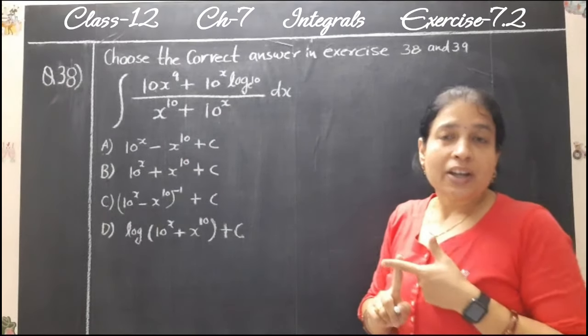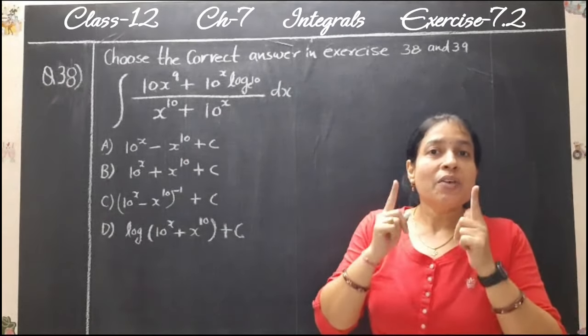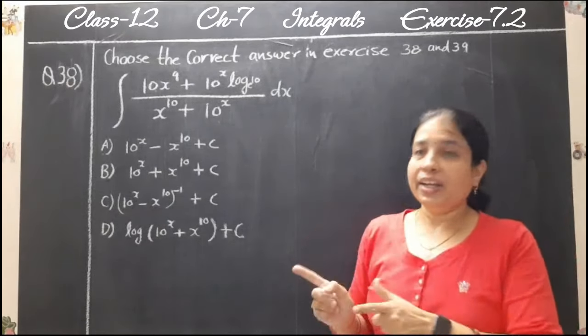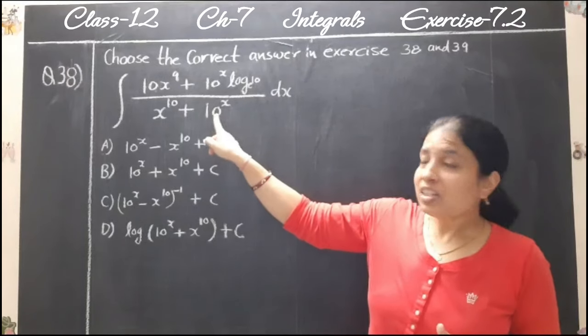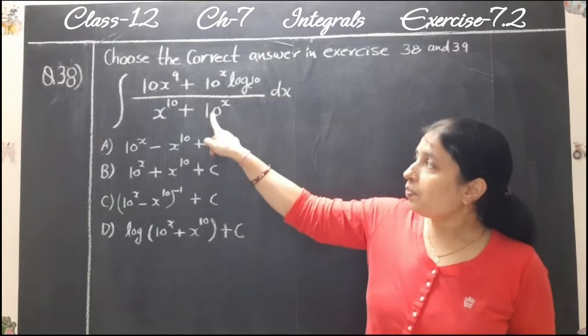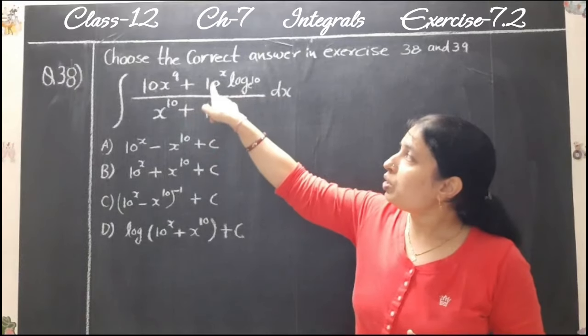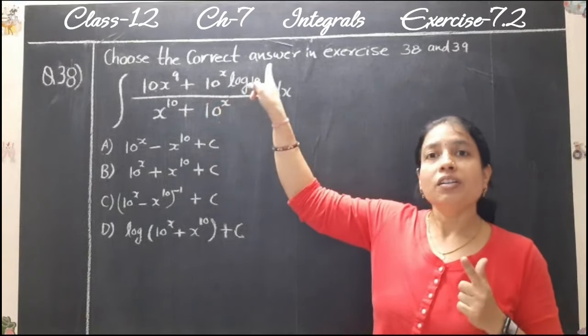So what is the formula for the derivative of a to the power x? Yes, it will be a to the power x log a. So here, in place of a, it is given 10. So if we differentiate this 10 to the power x, we get 10 to the power x into log 10.